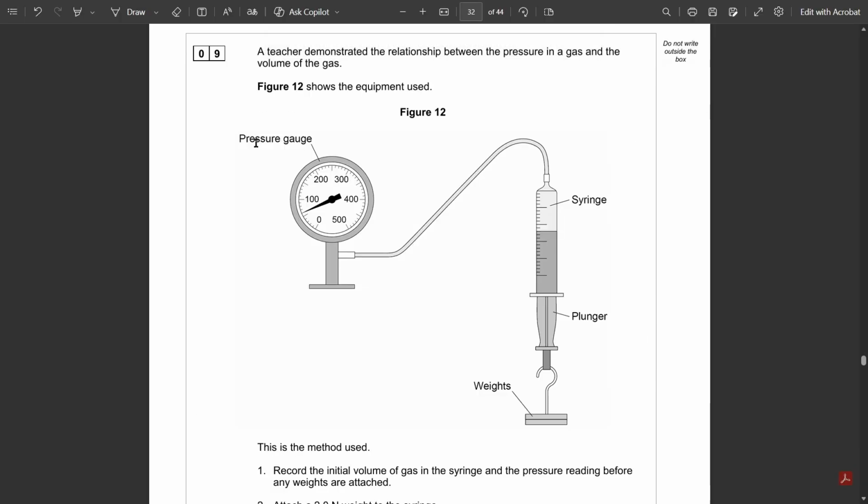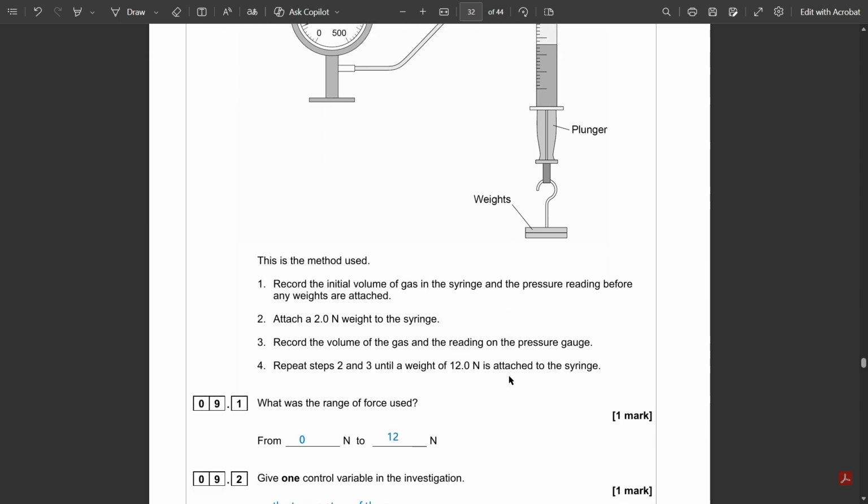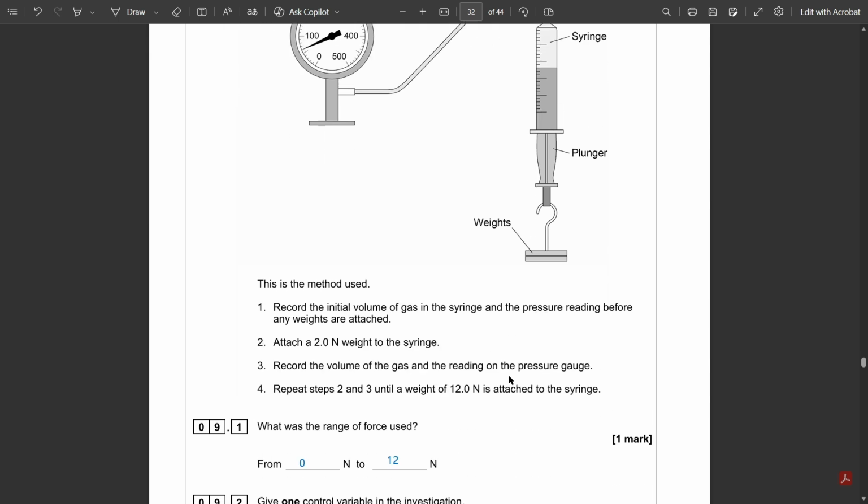Okay, now moving on to question 9. A teacher demonstrated the relationship between the pressure in a gas and the volume of the gas using a pressure gauge, a syringe, and a plunger. This is the method used. You record the initial volume of gas in the syringe and the pressure reading before any weights are attached. Add a 2 newton weight to the syringe. Record the volume of the gas and the reading on the pressure gauge. Repeat steps 2 and 3 until a weight of 12 newtons is attached to a string.